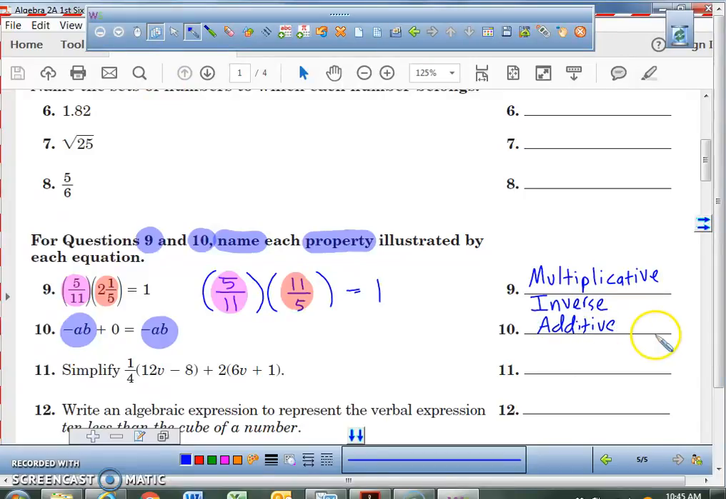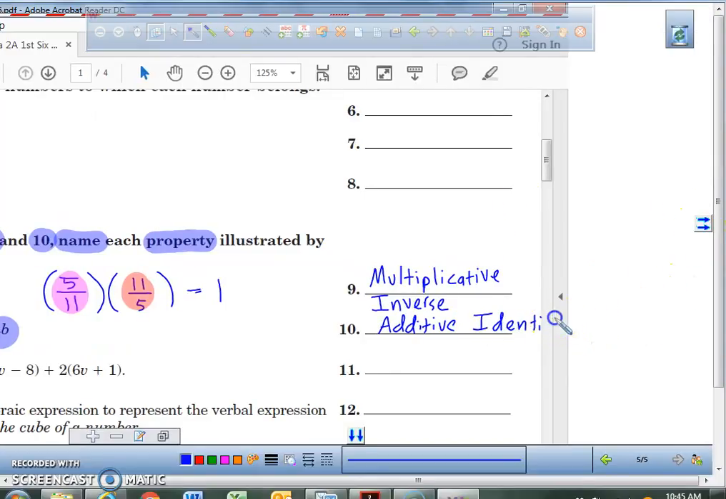No, silly. Additive identity. It's okay. I'll forgive you just this once. Don't let it happen again.